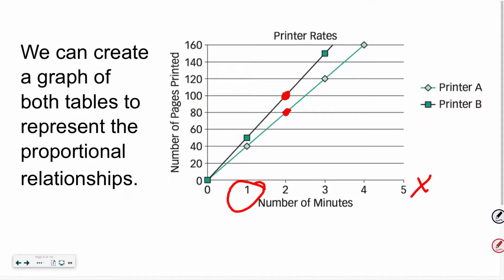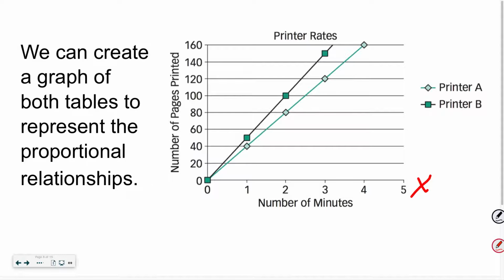If you didn't know how many pages per minute each printer was printing, and you were just asked which printer prints faster, by looking at the graph, how would you know that one printer is faster than another? You go to 1 and then you go up. Let's say we have no numbers on our graph, no numbers on the axes, just the two lines. One's like this and the other one's like that. How do you know that the dark green square is faster than the light green diamond?